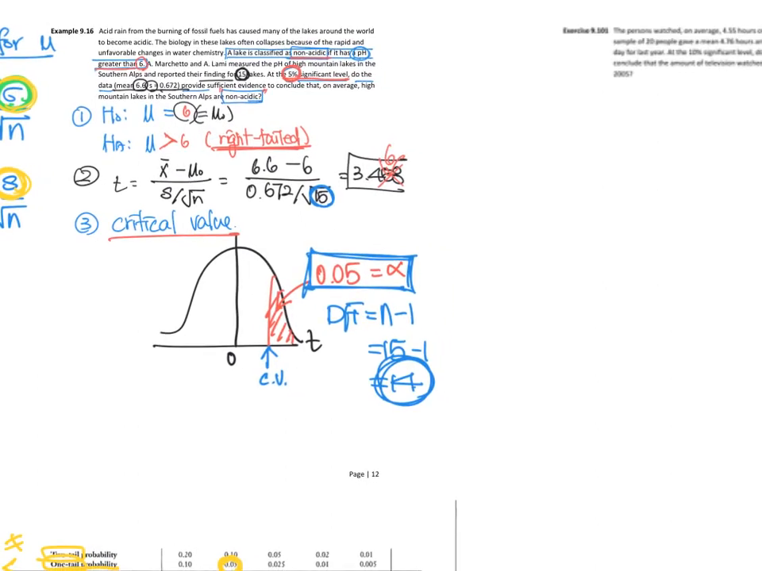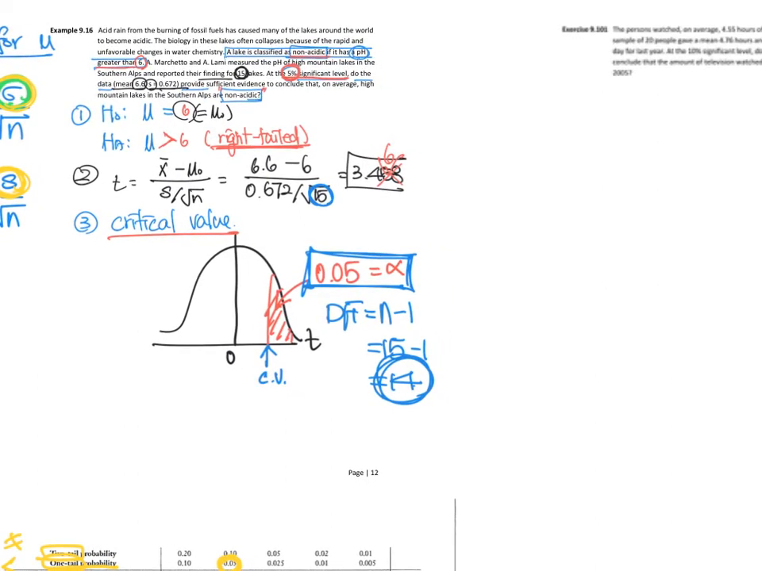I can say the critical value here is 1.761. But now the test statistic, the t-score, was 3.46. Okay, so now I can say the right tail is the rejection region. So now I can make the decision.